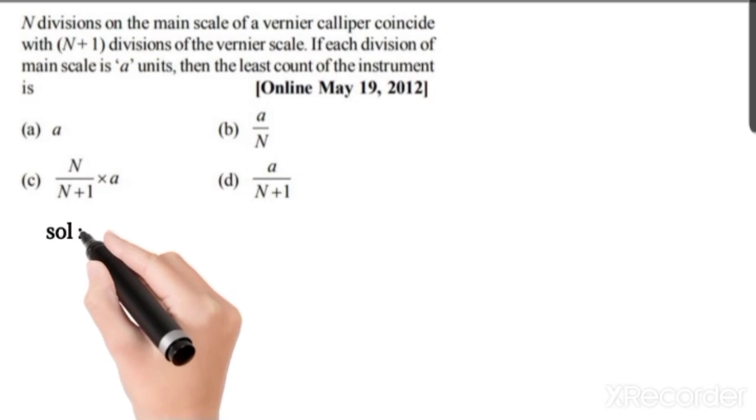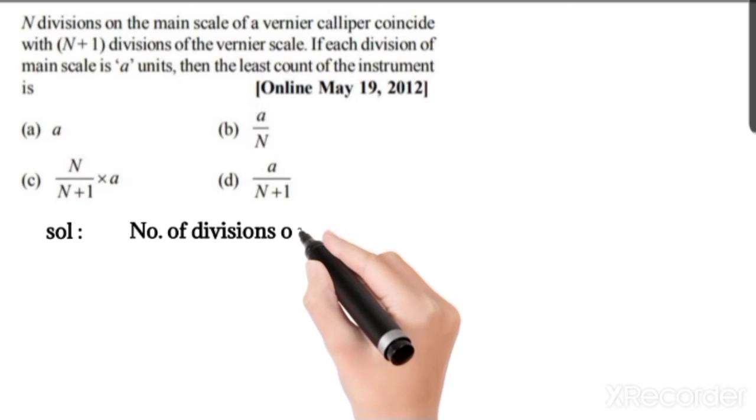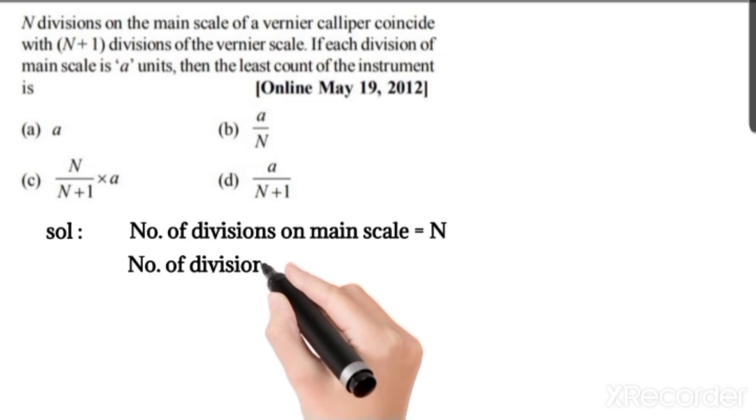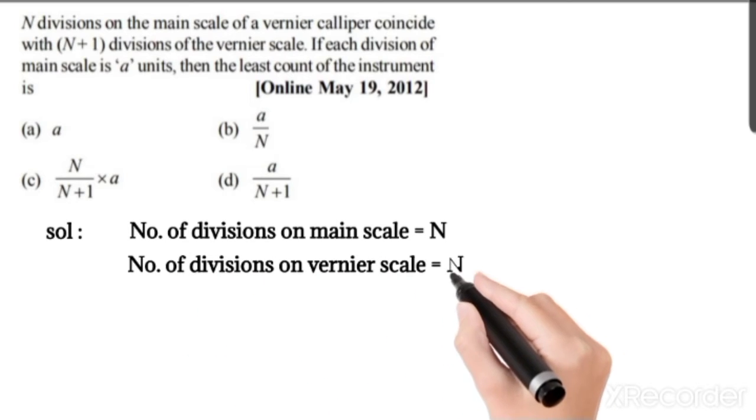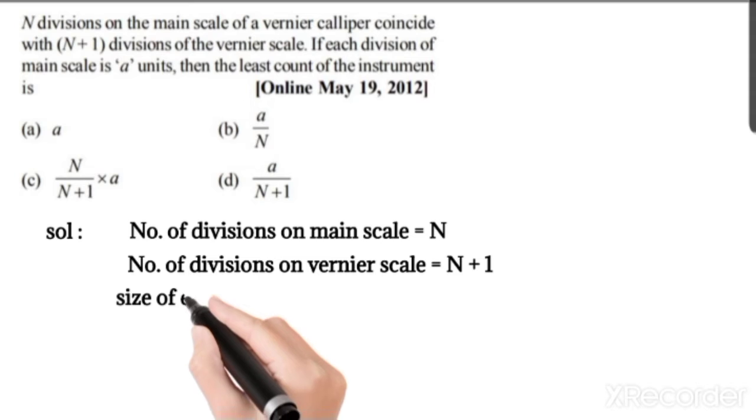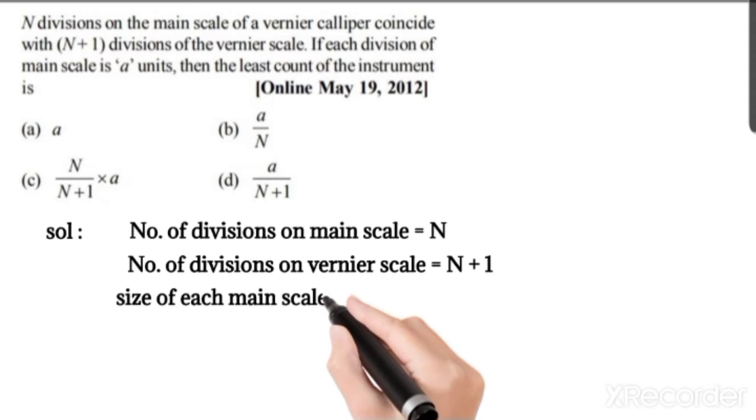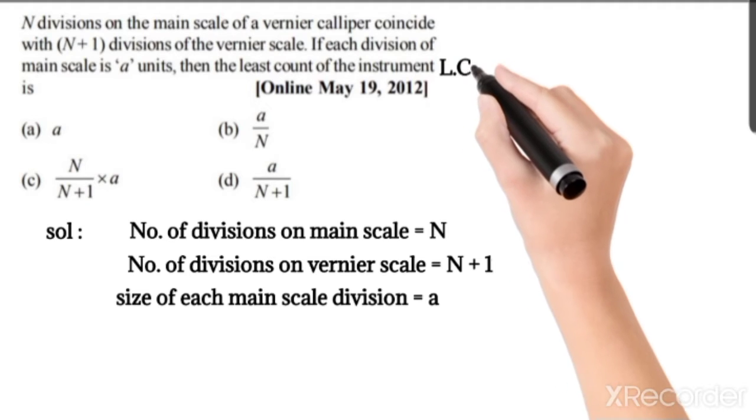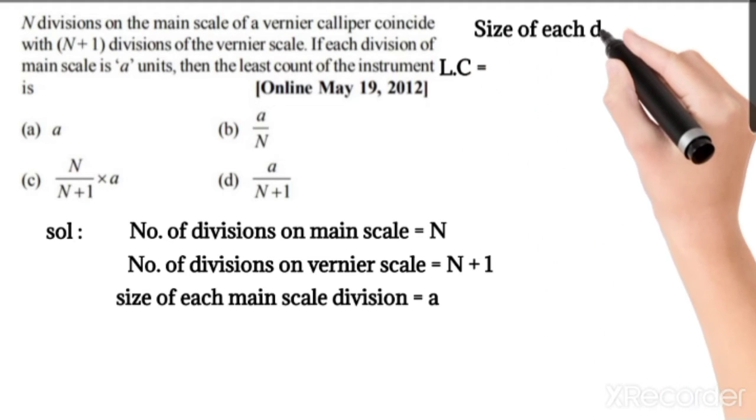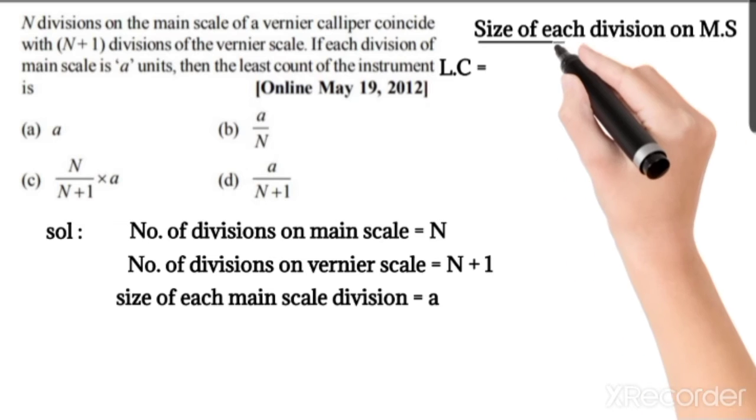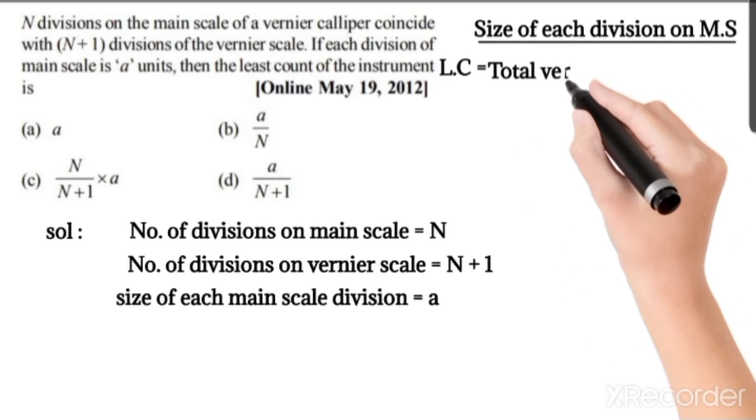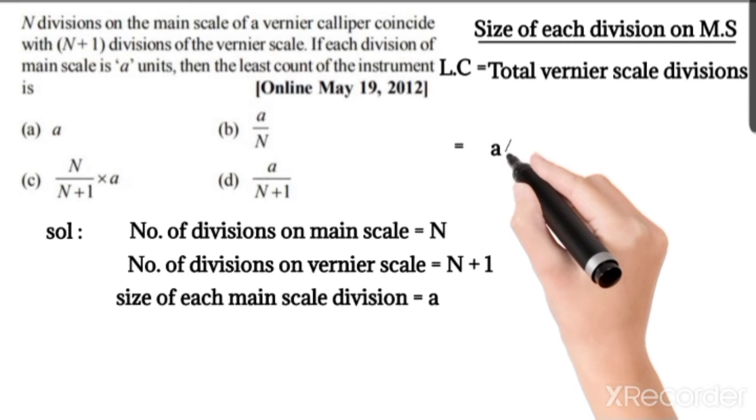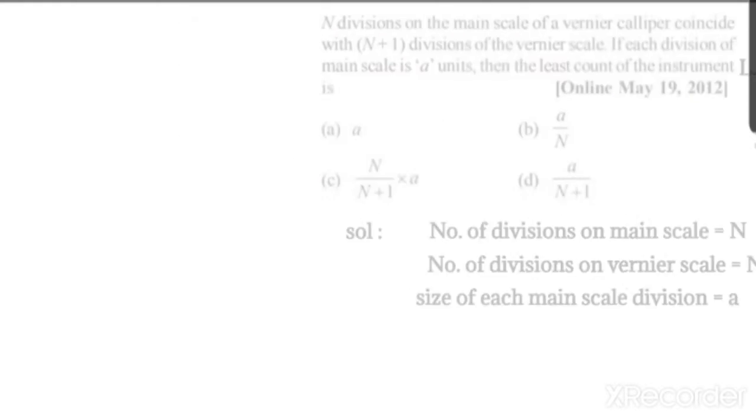Here is a problem on vernier calipers. Given that the number of divisions on the main scale is equal to n, the number of divisions on the vernier scale is equal to n plus 1, and the size of each main scale division is equal to a. Then the least count can be written as the size of each division on the main scale divided by the total vernier scale divisions. Then the answer will become a by n plus 1.